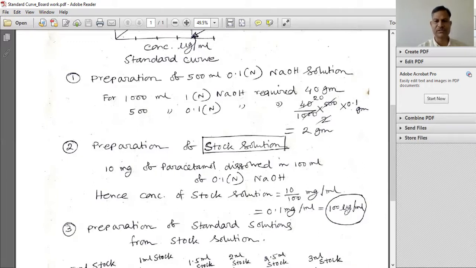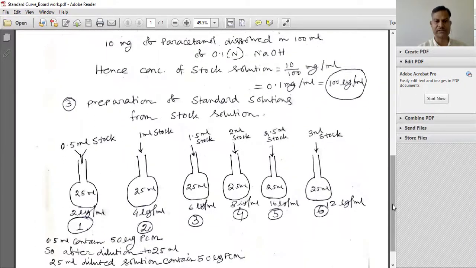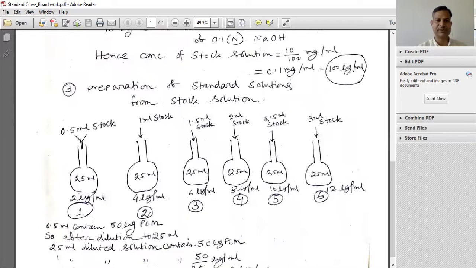Now from this stock solution, we will prepare different known concentration solutions, or different dilutions. So we are going to prepare standard dilute solutions. Here we have taken 6 volumetric flasks of 25 ml. In the first flask, we have taken 0.5 ml of stock. We know that in 1 ml of stock, 100 microgram of drug is present. So 0.5 ml contains 50 microgram of paracetamol.